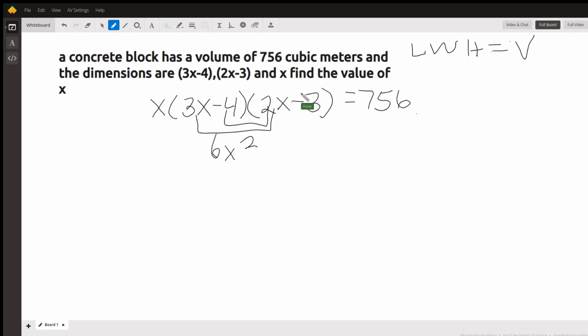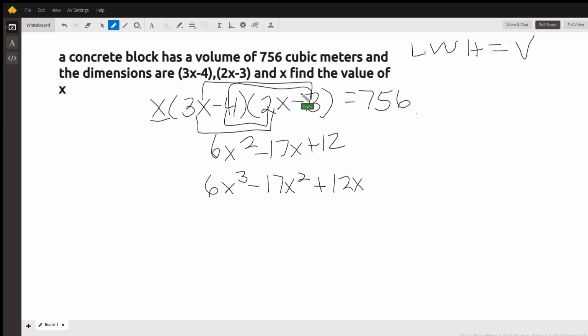is minus 8x, minus 3 times 3x is minus 9x, minus 17x, and then negative 4 times negative 3 is positive 12. But then I'm multiplying everything by x, so it's actually 6x cubed minus 17x squared. I'm just multiplying each term by x plus 12x. And then because of the way I have to solve this, I'm going to subtract 756 from both sides and set that equal to 0.